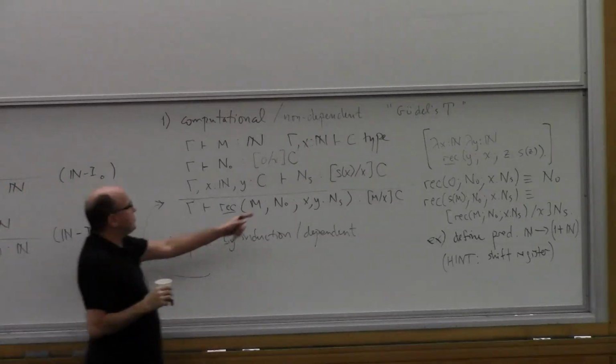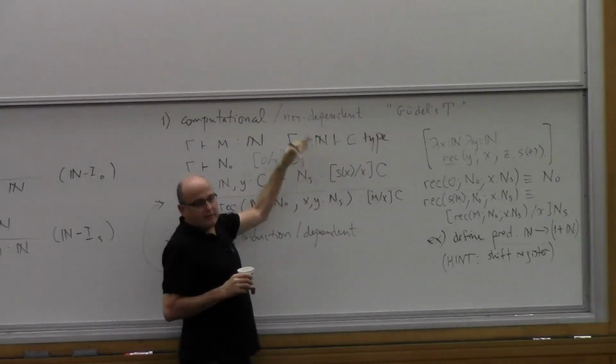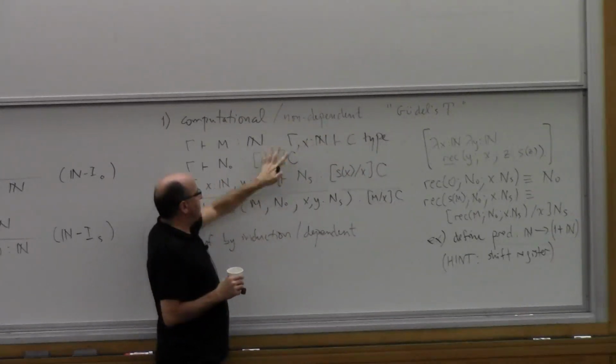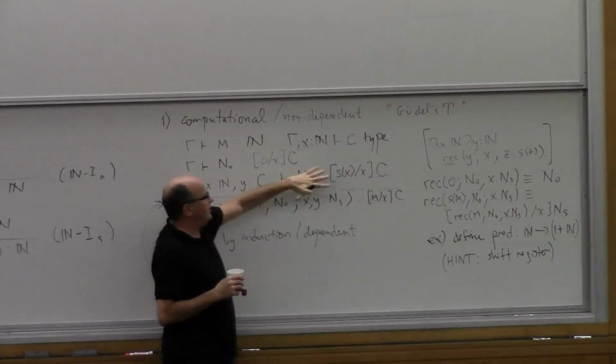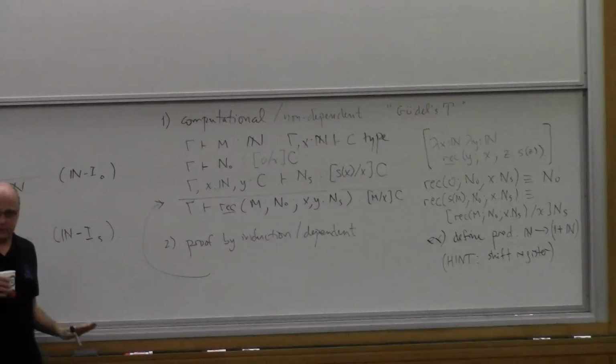Notice that I can choose C to depend vacuously on x, and then I recover everything I did before because the substitutions are then vacuous, and I get back the original computation rule. So it's just a strict generalization.